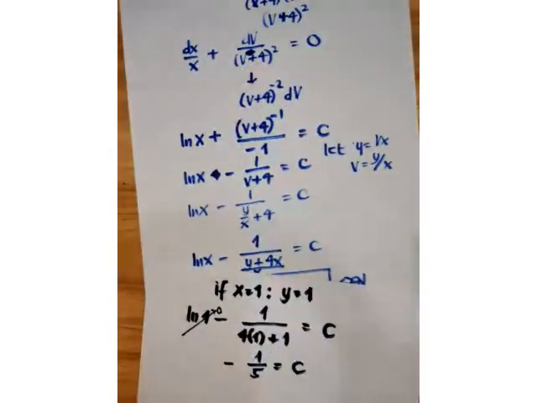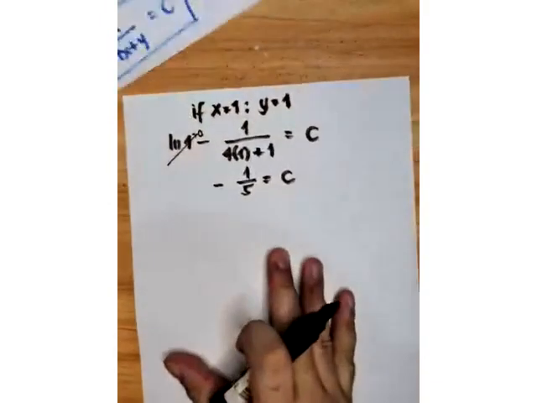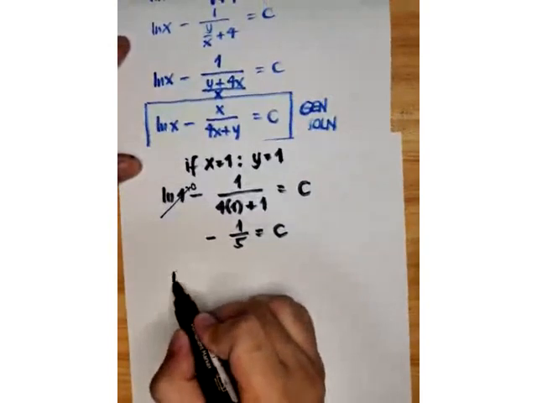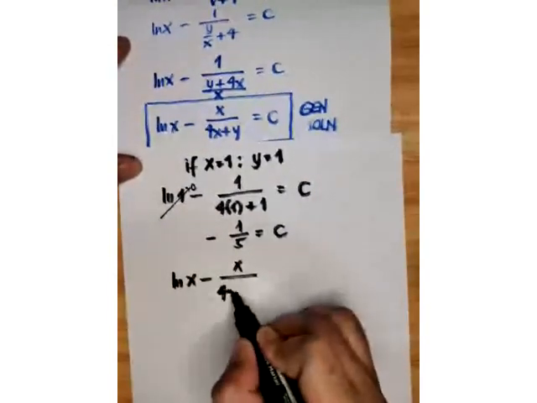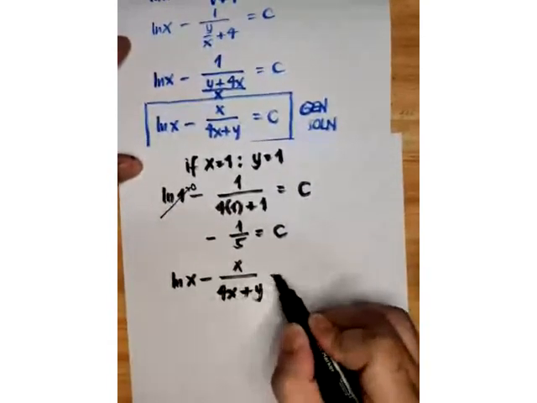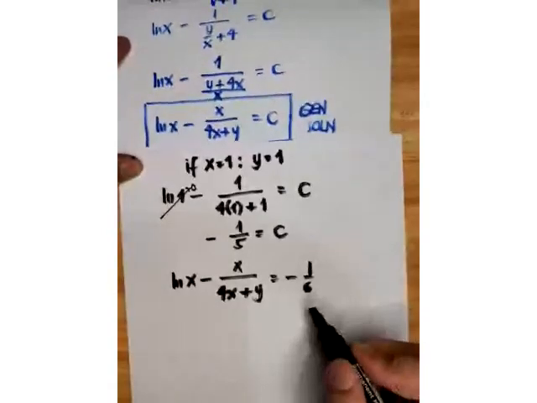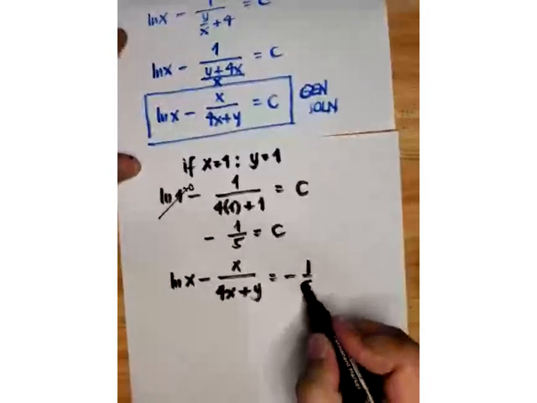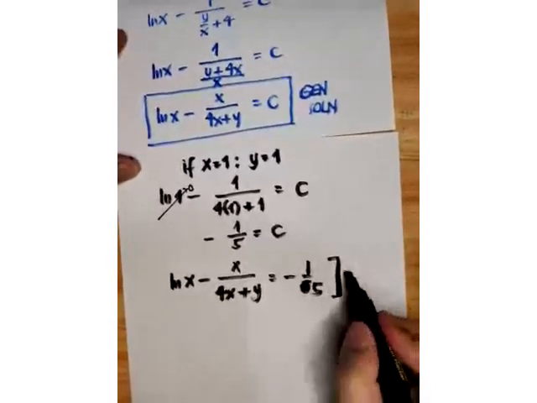Okay, Adriel. May mali ba? Ayan. So let's just substitute it. So ln of x minus x over 4x plus y is equal to negative 1 over 5. Okay, so let's multiply this by negative 5.